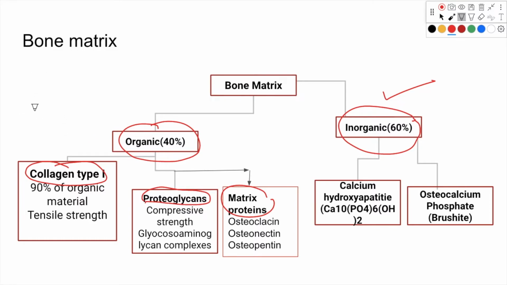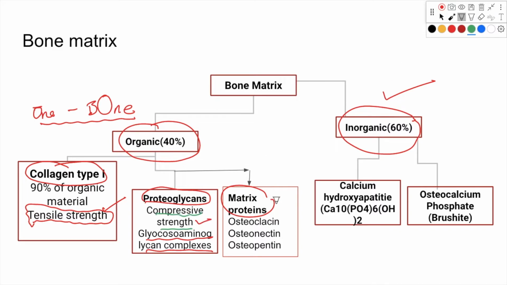So how do you remember type 1 collagen? 1 and bone. Bone also has 1. So remember 1 and 1. So type 1 collagen is found in bone. Type 1 collagen, which consists of 90% of the organic material, provides tensile strength to the bone matrix. Then we have proteoglycans. These are glycosaminoglycan complexes, and these provide compressive strength to the bone. The other matrix proteins are osteocalcin, osteonectin, and osteopontin. Among these, the most abundant protein is osteocalcin. This has to be remembered.